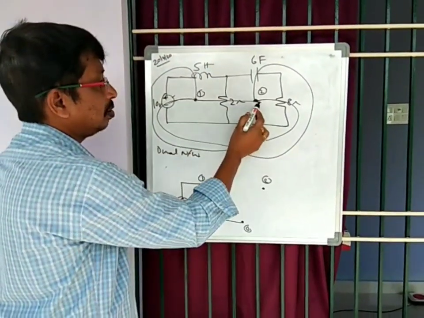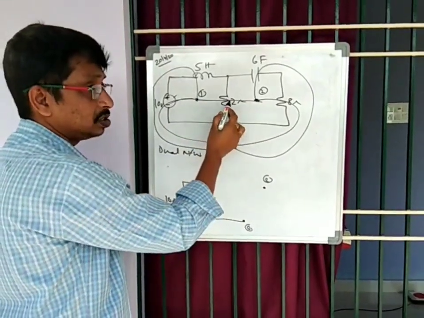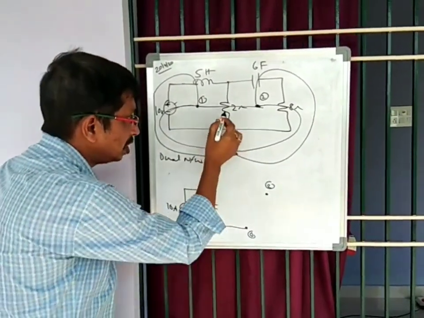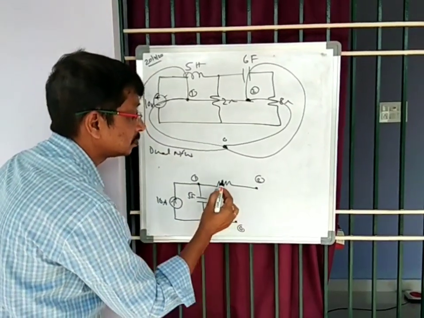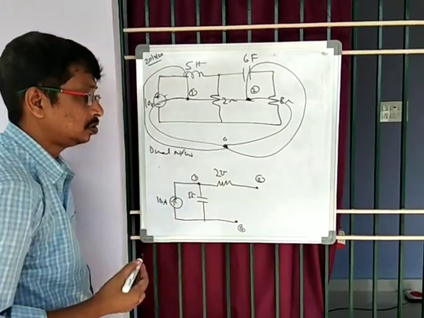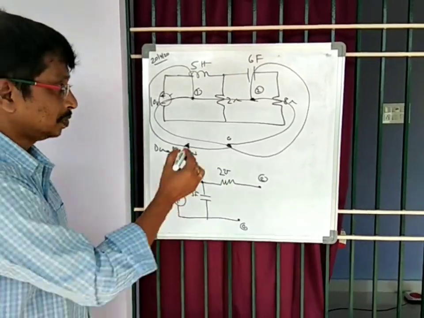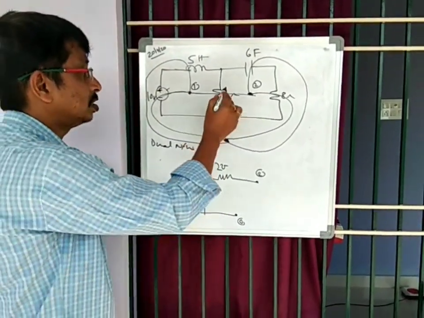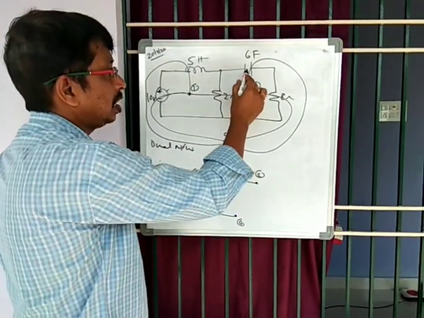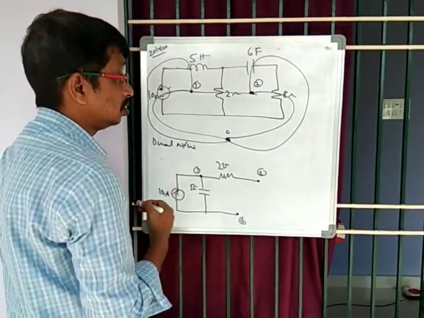Next there is an element between 1 and 2. It is a 2 ohms resistor. Its dual is conductance, 2 mhos. This is also drawn by its dual. This is also over.